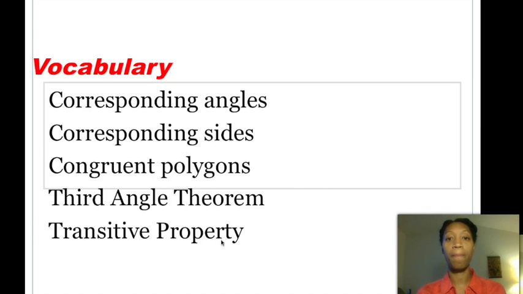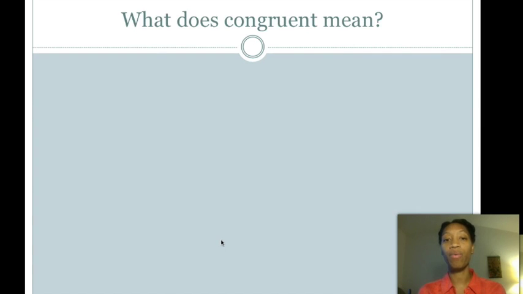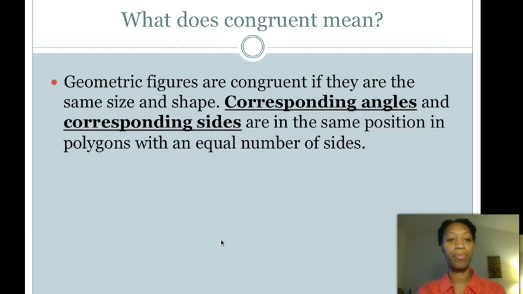transitive property. So first of all, what does it mean for two things to be congruent? Well, geometric figures are congruent if they are the same shape and the same size. So the corresponding angles and the corresponding sides are in the same position, and the polygon has to have an equal number of sides that we're talking about. So the things from one correspond to the things from the other, and they are equal.